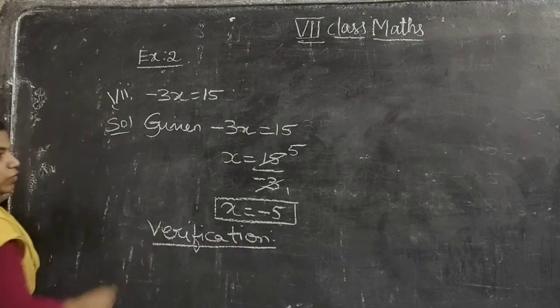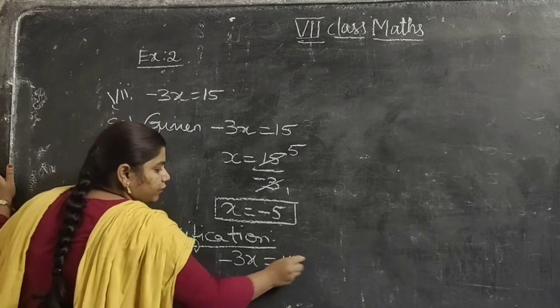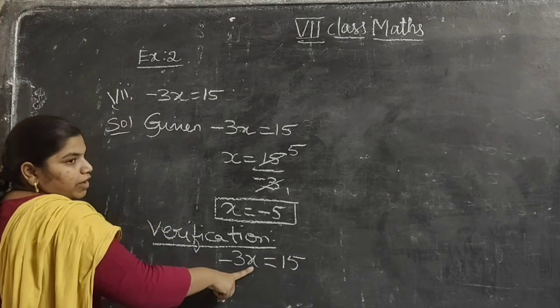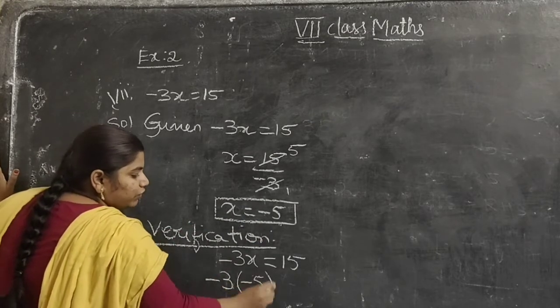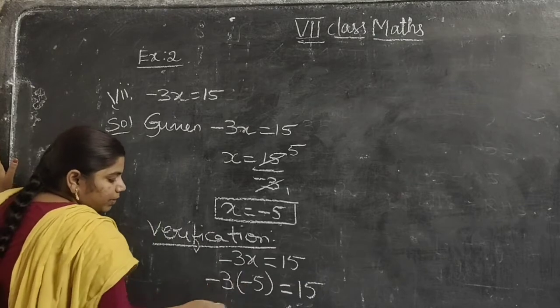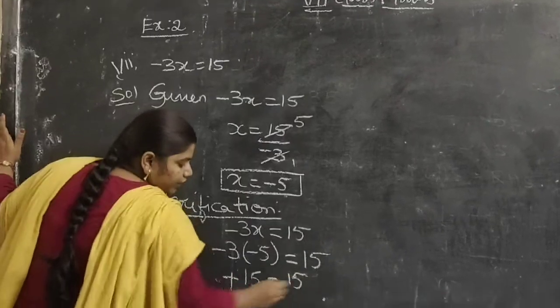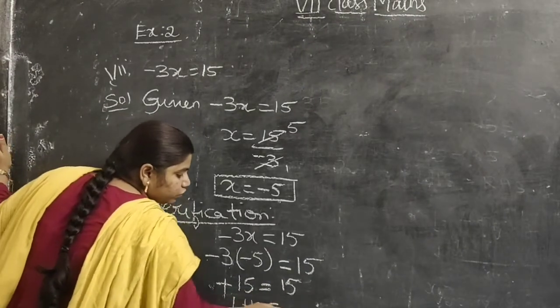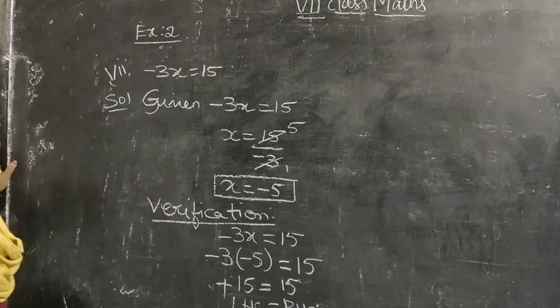So what is the given equation here? Minus 3x is equal to 15. In place of x you have to substitute which value? Minus 5. So minus 3 into minus 5 is equal to 15. So minus into minus will be plus. 3 fives are 15 is equal to 15. So you got the LHS is equal to RHS. So what we got, the x value, that is correct.